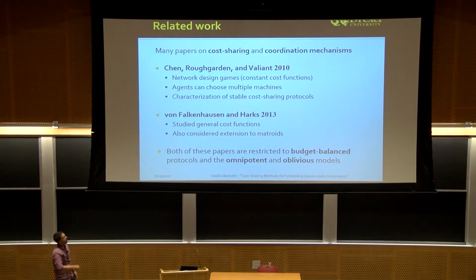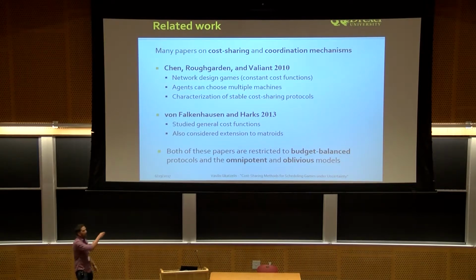And the agents in that one, it's more general in the sense that you can use multiple machines. Right? So you can have multiple resources in each. So the strategy space is richer. And they have a very interesting characterization of all the stable cost-sharing protocols. What does it mean? It's to figure out what is a stable protocol, what guarantees equilibrium existence. And then there's another paper by von Falkenhausen and Harks that studied more general cost functions. This is even more closely related to ours, and I'll be citing this throughout the results. That also considered extensions to matroids. It's not just for scheduling games.